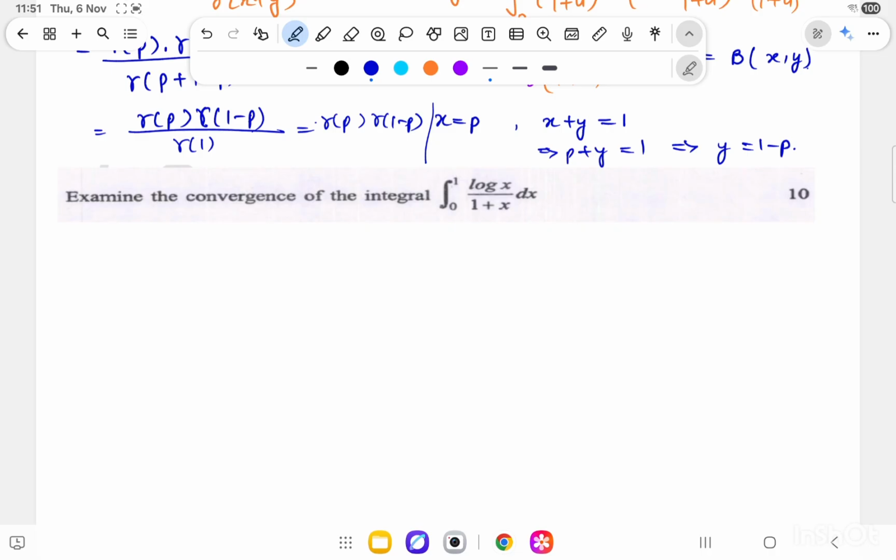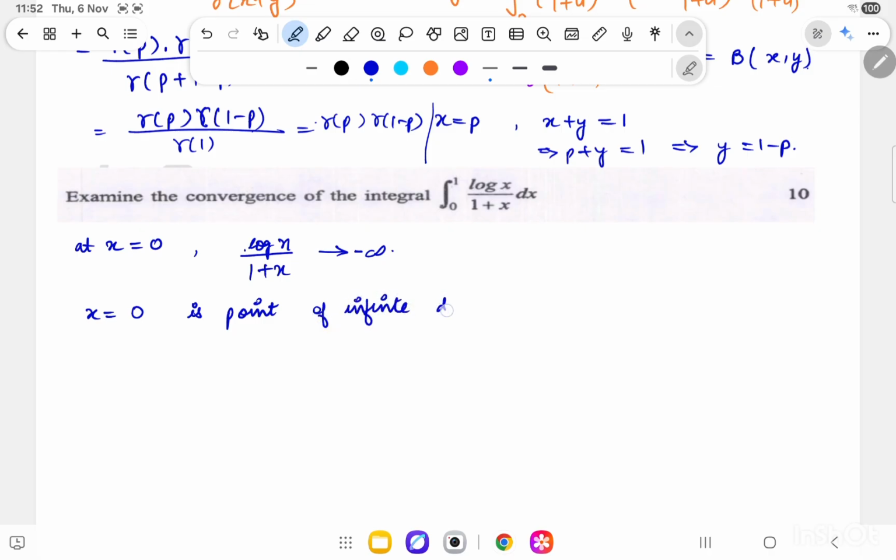So the first point should be to check the point of infinite discontinuities. If I check at x equals 0, my integrand, that is the log x term, approaches infinity. So log x by 1 plus x approaches minus infinity as x approaches 0. So from here I can say that x equals 0 is a point of infinite discontinuity.